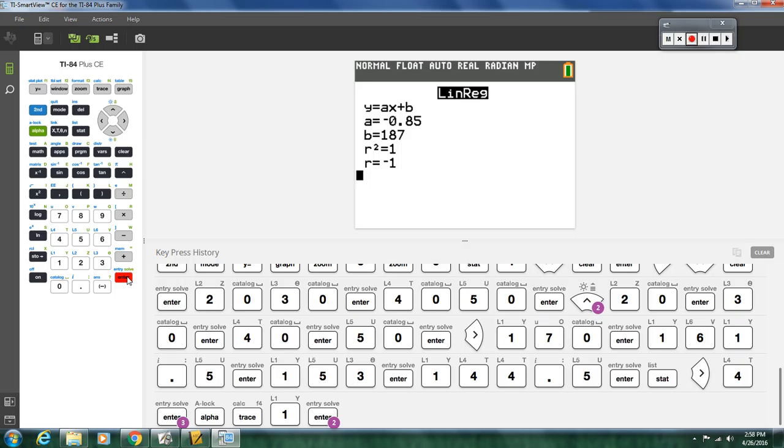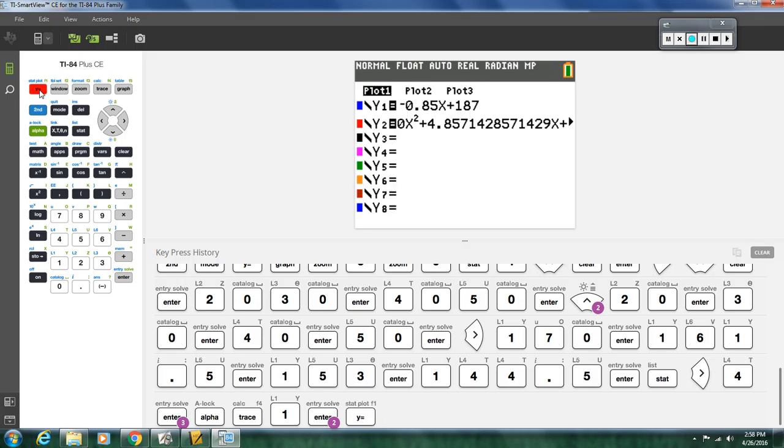Anybody else get that? Okay, so on that first blank it says, does this data represent a linear, quadratic, or exponential function? What would you put? Linear. So write linear on there. And it says, what is the equation of the function that represents the data? Well, what is our equation? Y equals negative 0.85x plus 187. So write that on the second column. Or you could go to your y equals and look at Y1, right there it is. Y equals negative 0.85x plus 187. You could draw the graph, but we're not going to worry about the graph right now.